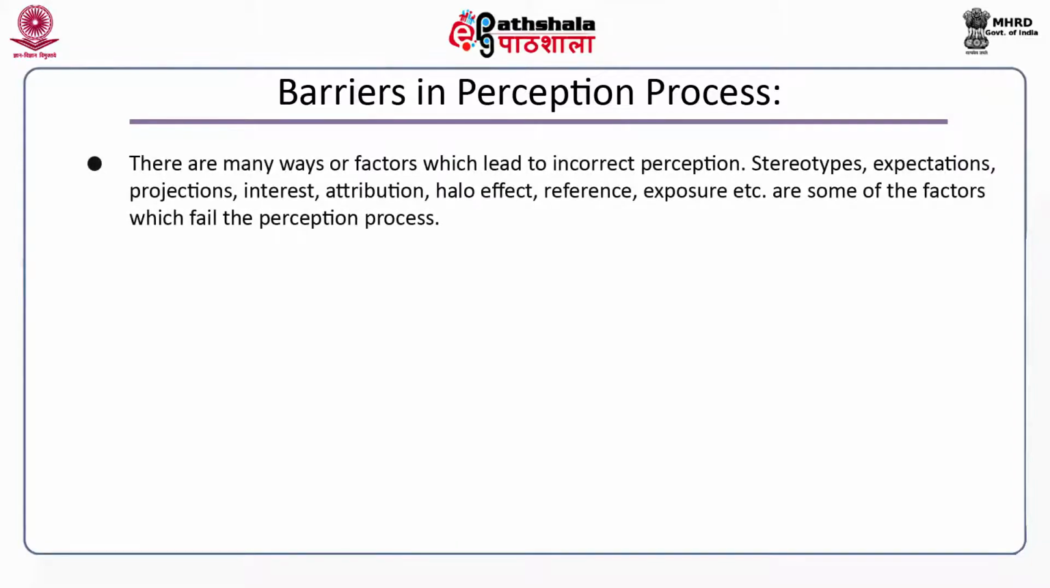There are many ways or factors which lead to incorrect perception. Stereotypes, expectations, projections, interest, attribution, halo effect, reference, exposure, etc. are some of the factors which fail the perception process.